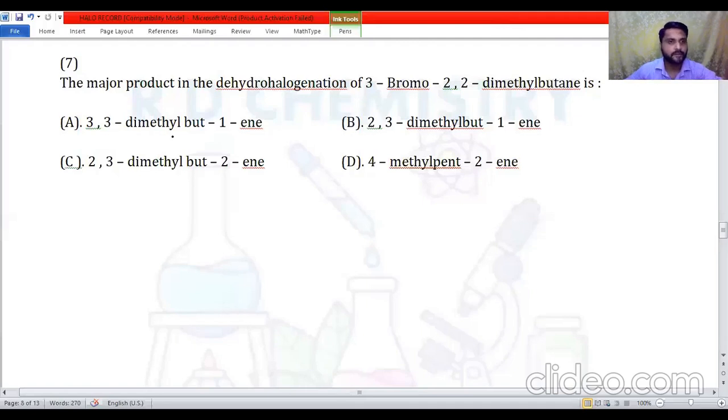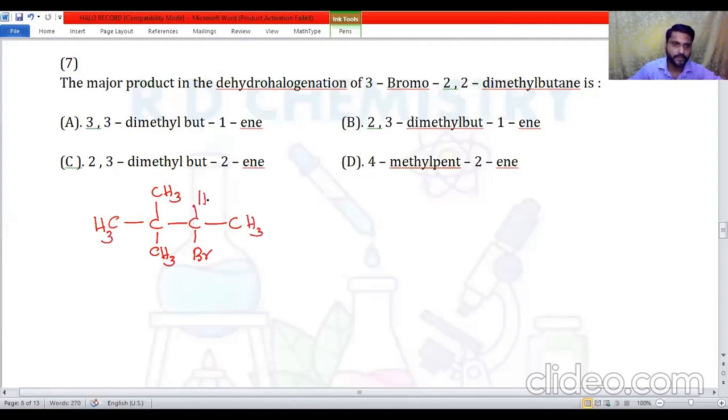Question number 7. The major product in the dehydrohalogenation of 3-bromo 2,2 dimethyl butane. Let me write down the structure of the given reactant. Butane, we have got 1, 2, 3, 4 carbon atoms. On the third carbon atom, bromine is there. And on the second carbon atom, dimethyl groups are there, CH3 and CH3. Then the remaining valency should be satisfied by hydrogen atoms. Here there is one hydrogen atom.